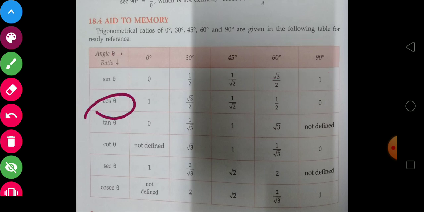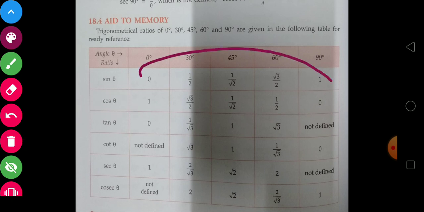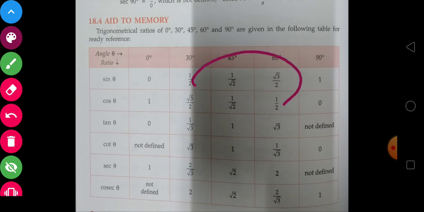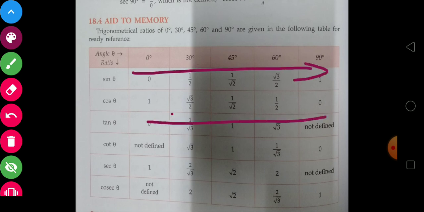Then what happens to cos? Cos is exactly the reverse of these values, if you observe. Sin 90 is 1, cos 0 is 1. Sin 60 is root 3 by 2, cos 30 is root 3 by 2. Sin 45 is 1 by root 2, cos 45 is 1 by root 2. Sin 30 is 1 by 2, so cos 60 is 1 by 2. So see, the first value becomes last, the second value becomes second last, the third value stays the third, the fourth value becomes the second, and the last value becomes 1. Okay, so if you remember sine, cos is exactly the reverse.